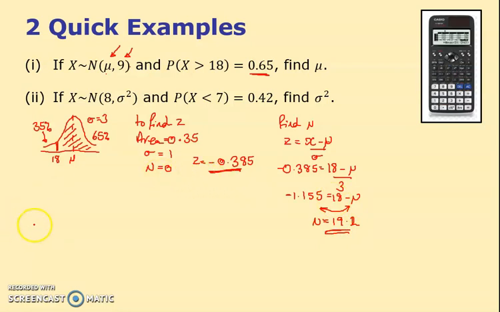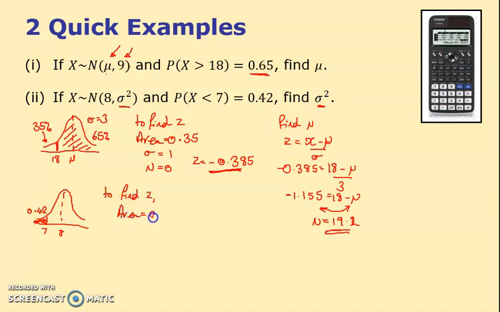The second question, very similar. This time at least I know what mu is. It's 8. And the probability that x is less than 7, it says, is 42%. So I get told this is 0.42. Less than 7 is on the left hand side. So that was right. So my first job again, because this time I obviously want to find what sigma is, what sigma squared is, is to find z first of all.